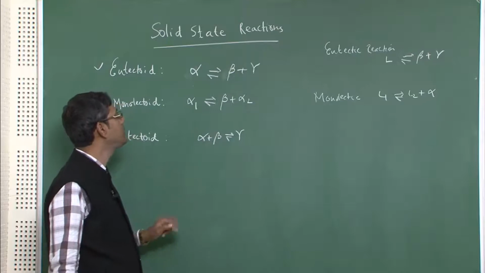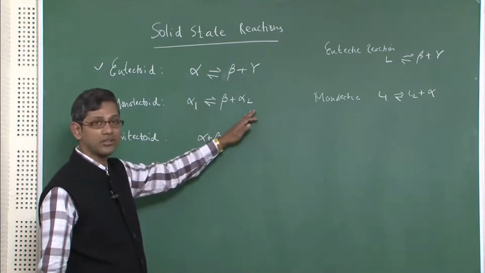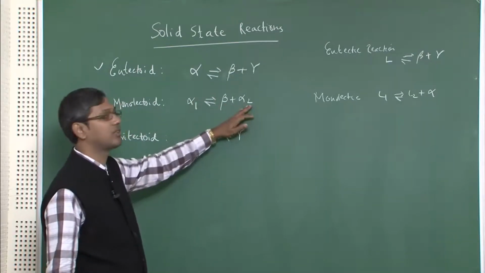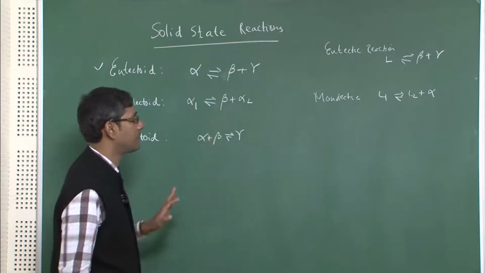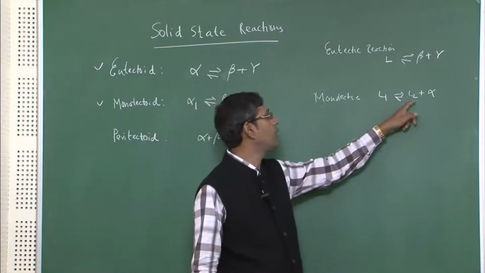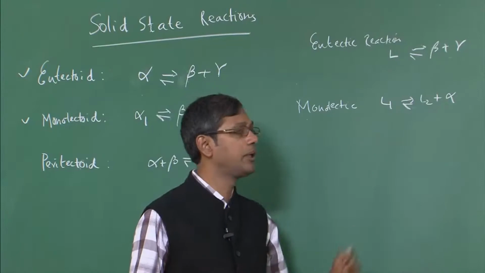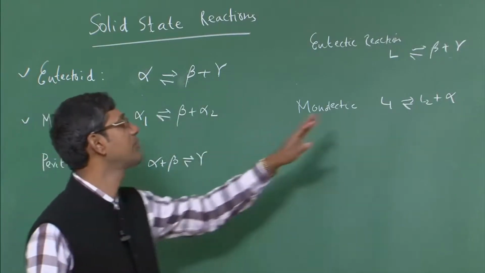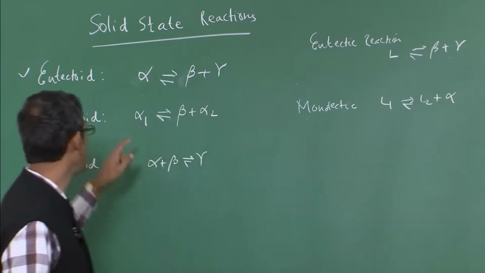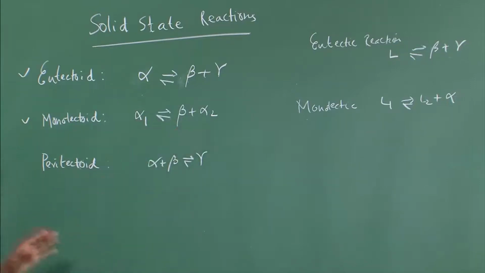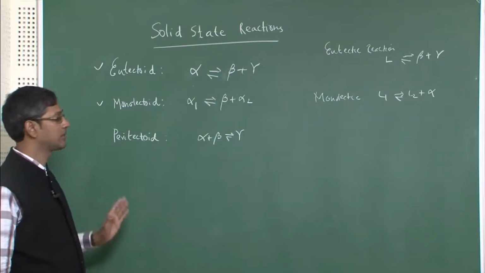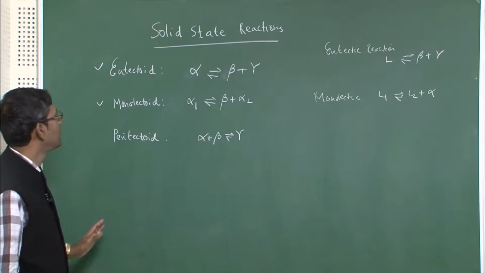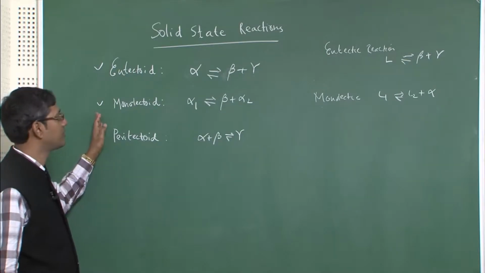What is the difference between alpha 1 and alpha 2? They have the same crystal structure, only the compositions are different. Here also L1 and L2 are both liquids, there is no difference except that the compositions of these two liquids are different. Similarly, alpha 1 and alpha 2 compositions differ, while the crystal structure remains the same. That is the second reaction which we are going to discuss.